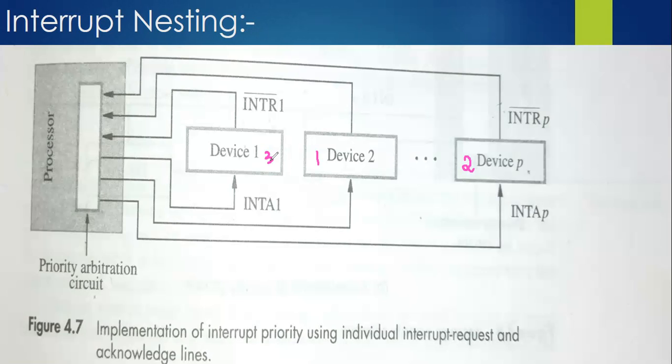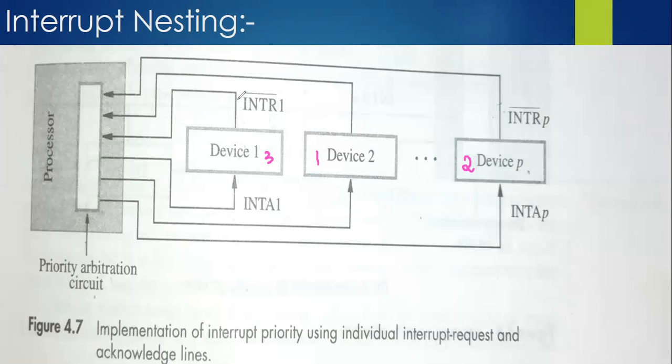Now you can observe we have a setup where we provide an individual interrupt request line and an individual interrupt acknowledgement line. For what reason? I will tell you for what reason it is, but not now. After 2 minutes, I will explain that.